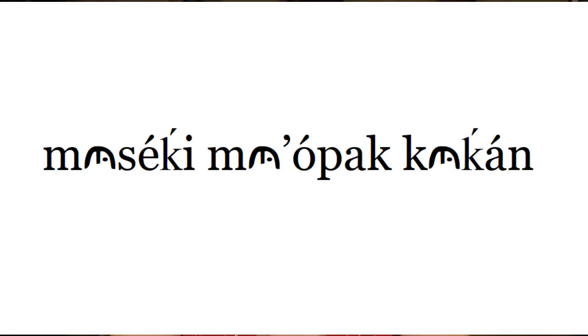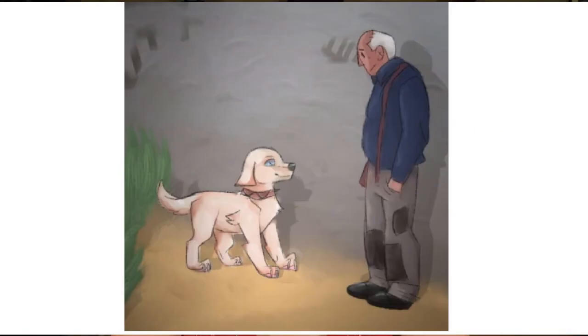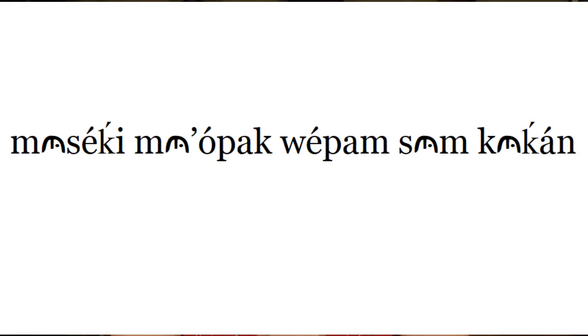Homonik Makari, their, more than two's, grandfather. Maseki Maopak Kakan. It's their grandfather's. More than two people's grandfather. Repeat, Maseki Maopak Kakan. Homonik Makare. I hope you said, Maseki Maopak Webamsun Kakan. It's their grandfather's dog, more than two people's grandfather. Repeat, Maseki Maopak Webamsun Kakan. Homonik makare, his daughter.